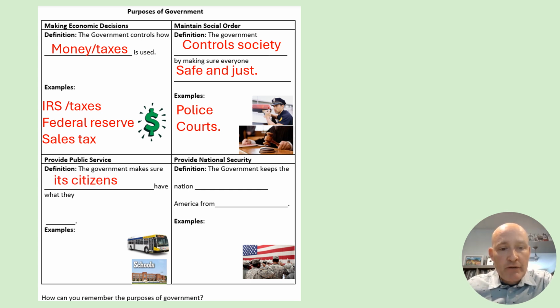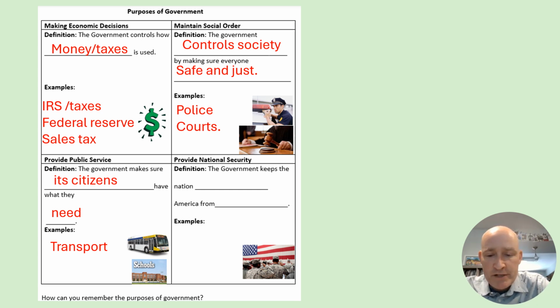Another example of social order is the police and the courts, because they enforce laws and decide if they're just or not. Another purpose of government is to provide public service. The government makes sure citizens have what they need in order to go about society. One example of that could be transportation. So that could be trains, buses, and another thing is schools, because that's something we need to give citizens what they really need to go about their daily lives.